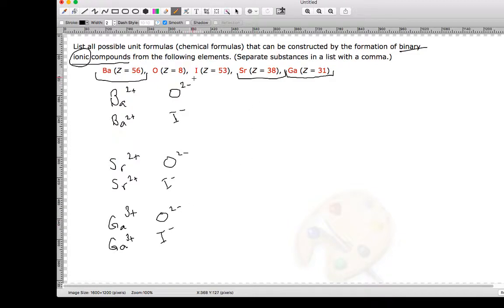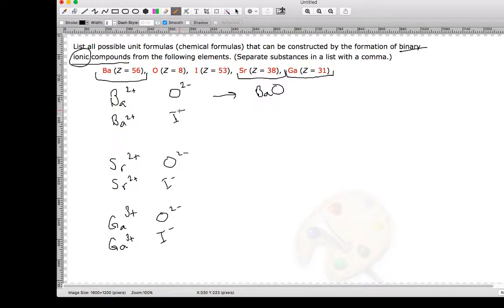Okay, so positive 2 and negative 2. If this charge is 2 plus and this charge is 2 minus, you can combine them just directly. Just one of these atoms and one of these atoms, and you'll have a 0 charge. That's what you want. The 0 charge makes a compound that would exist in real life. Okay? Ba2+ and I-.